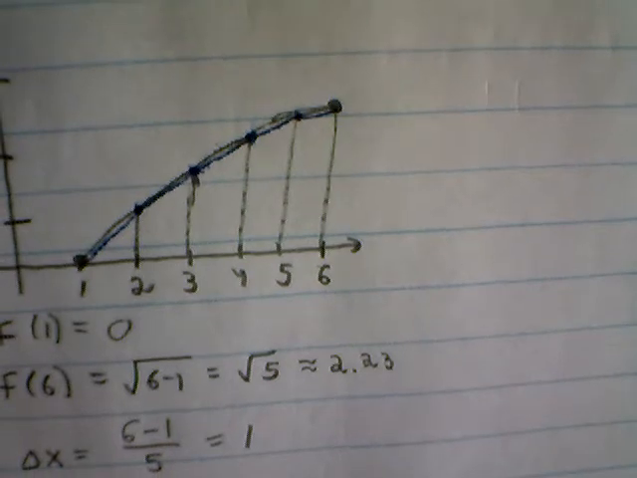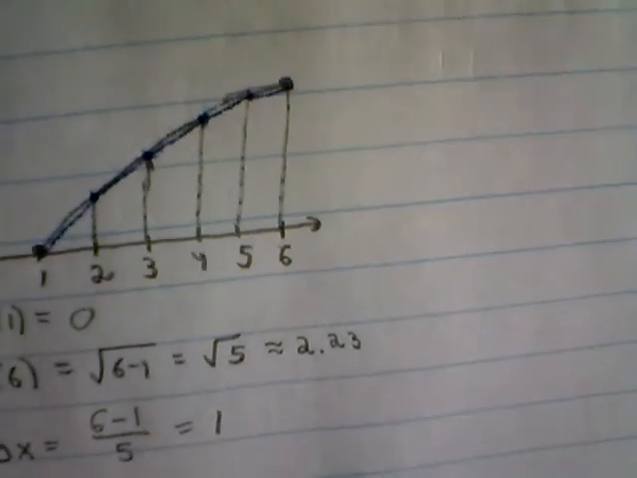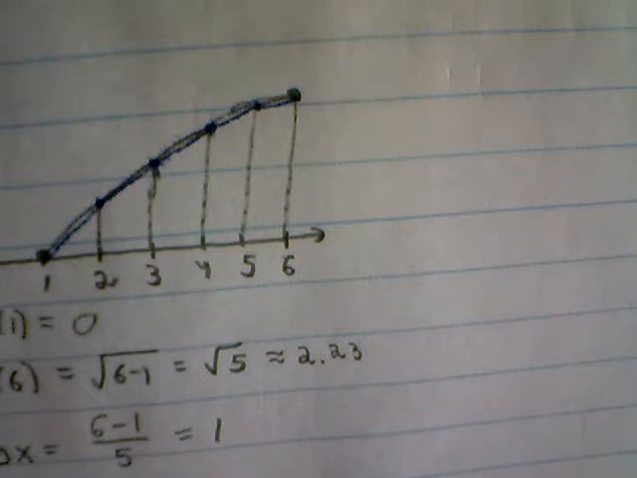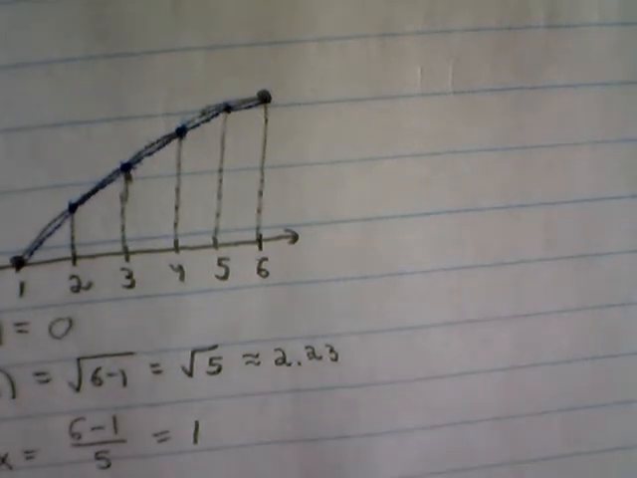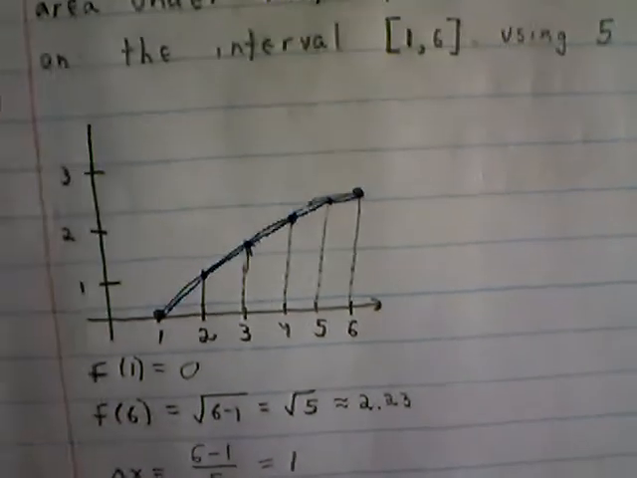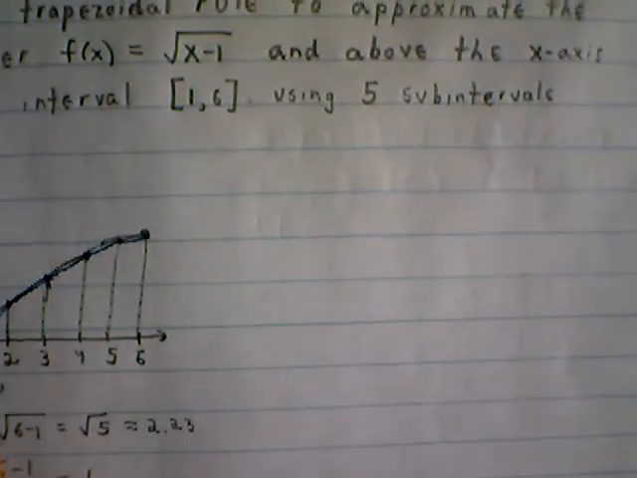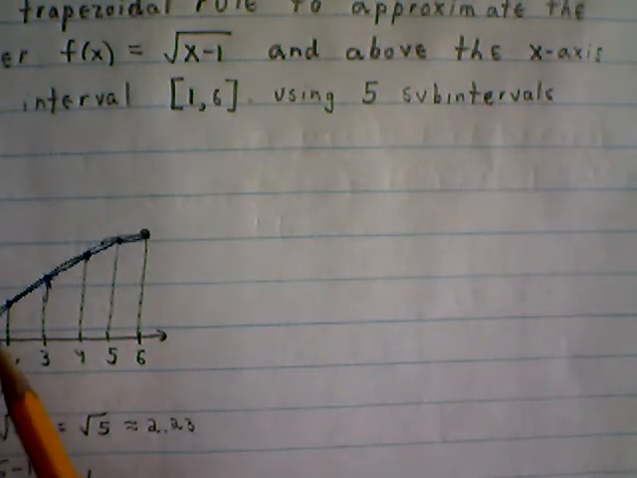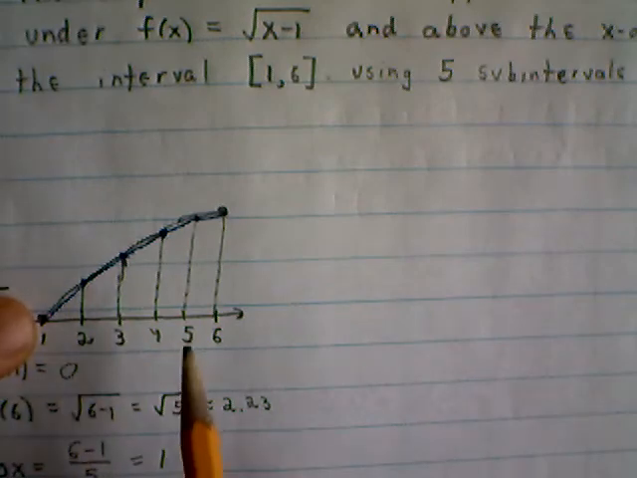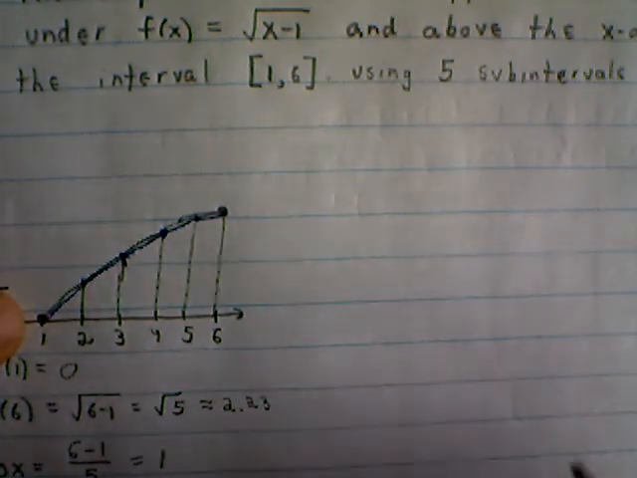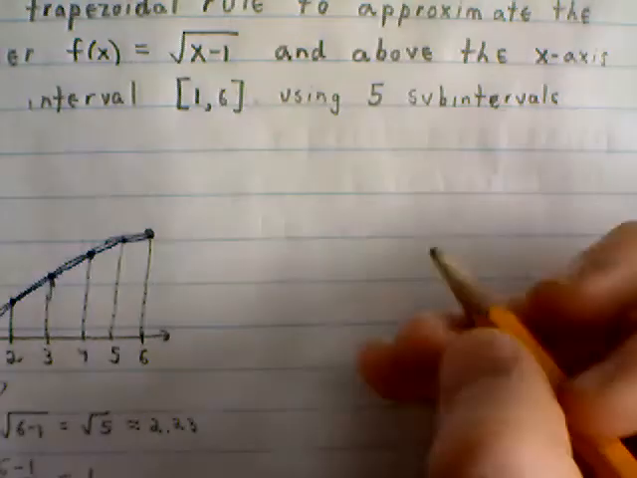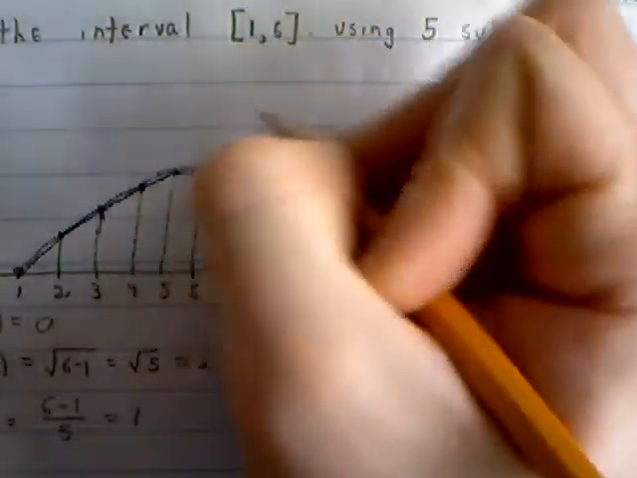So now what I can then do is for each subinterval, I can write an expression for the area of the trapezoid. So let's go ahead and do that. Now for the first trapezoid here, well, it's actually not a trapezoid, it's a triangle, but I can still use the trapezoidal rule. I'm going to take 1/2.